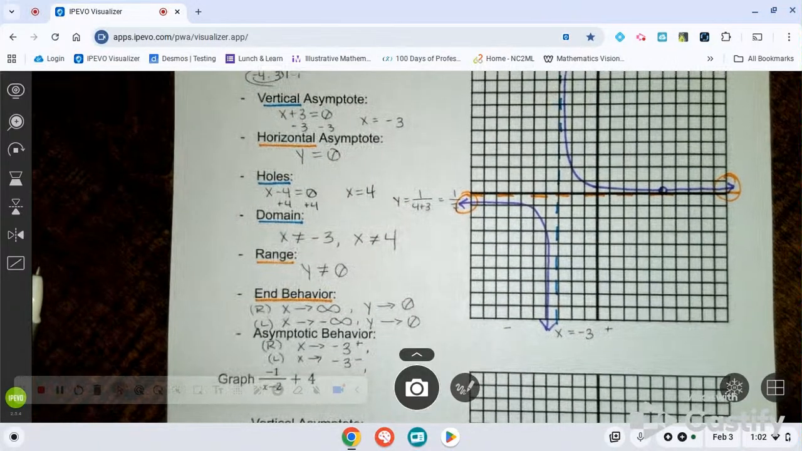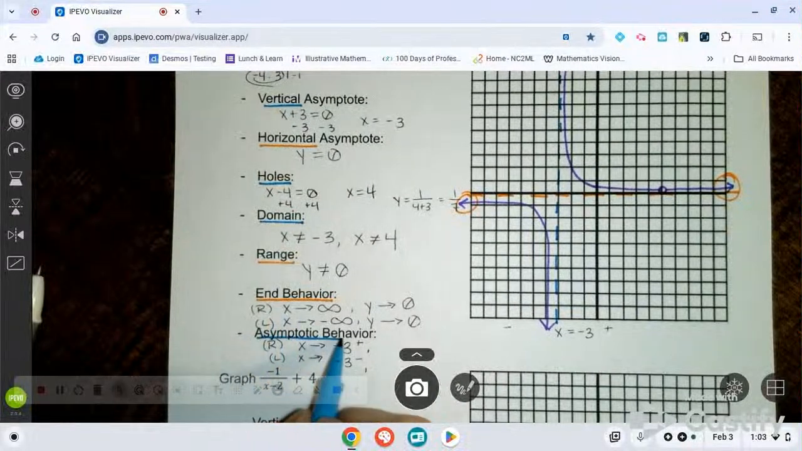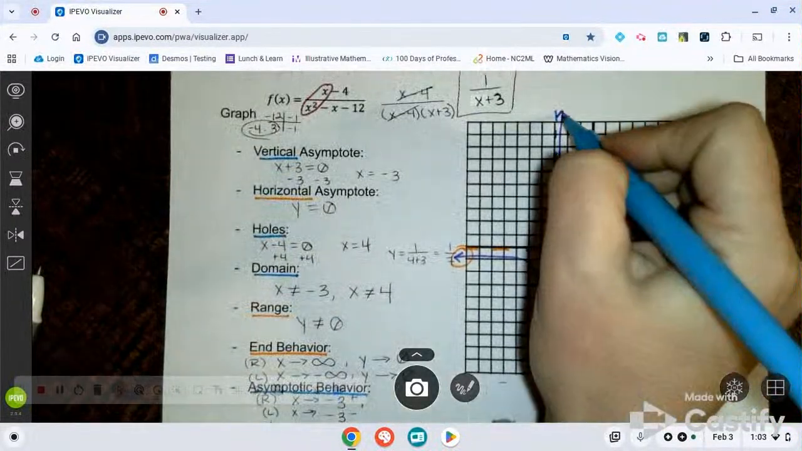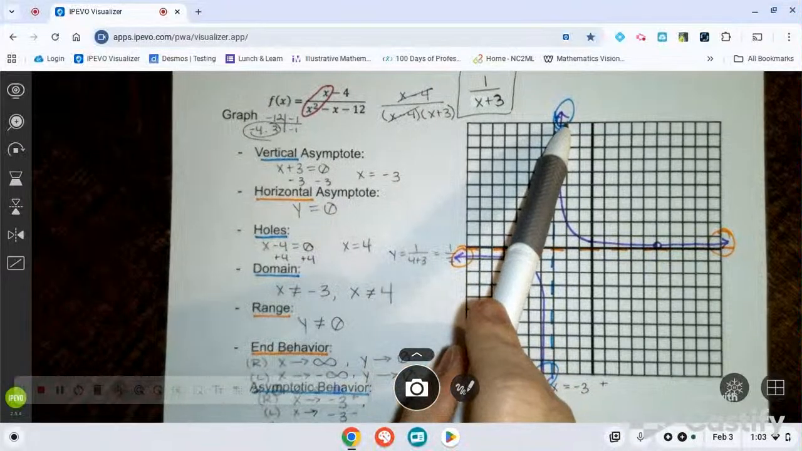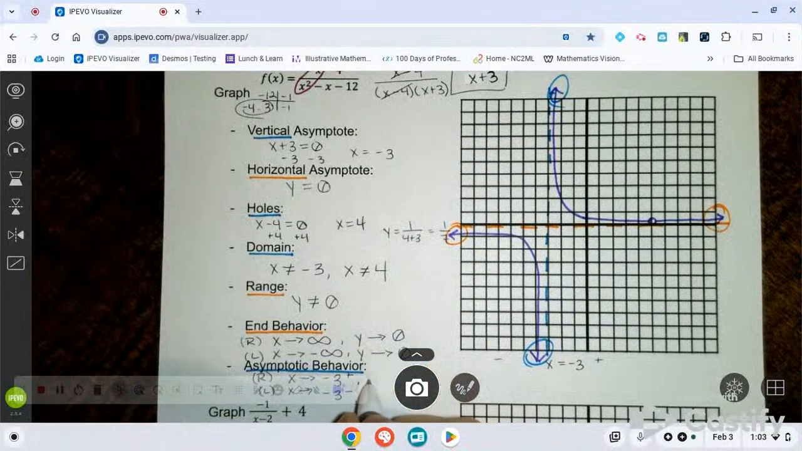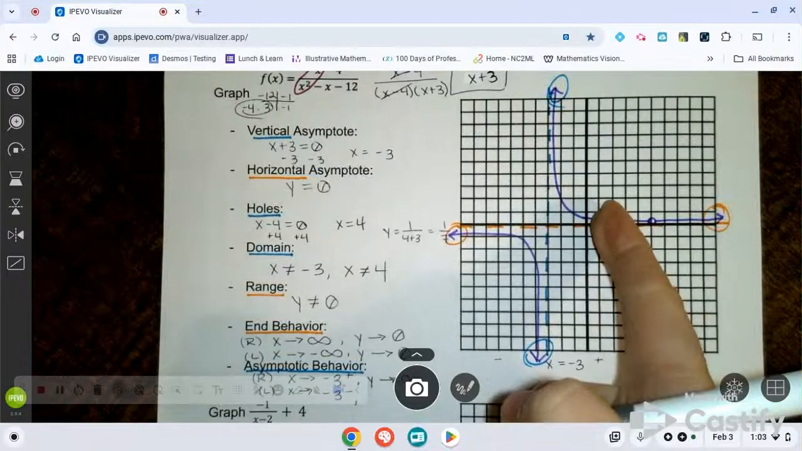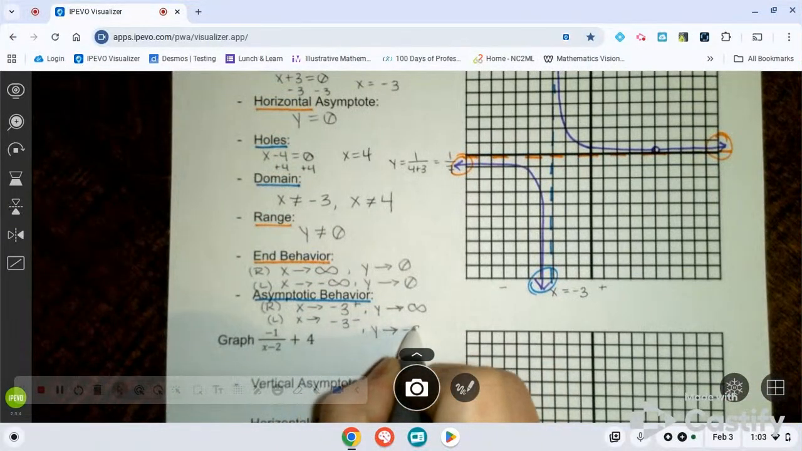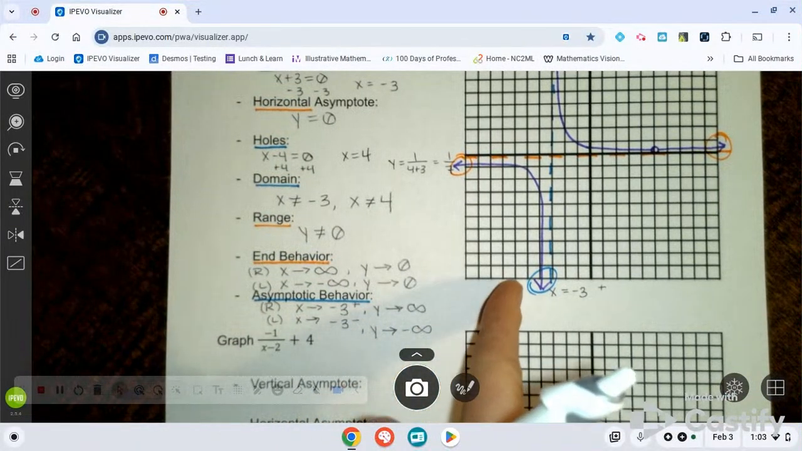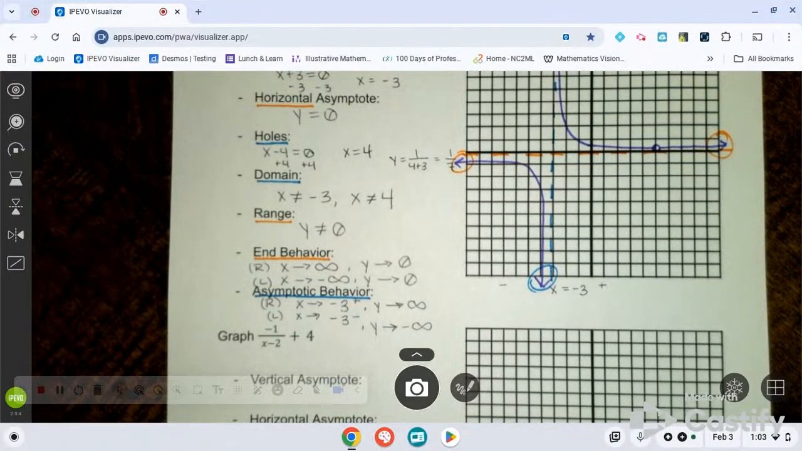So in this case, this is going off of that vertical asymptote. So I'm going to look at my up arrow and my down arrow and then figure out if that's on the right or on the left. So up in this case is on the right. So y is going to infinity on the right-hand side of the asymptote, and y is going to negative infinity on the left-hand side of the asymptote.